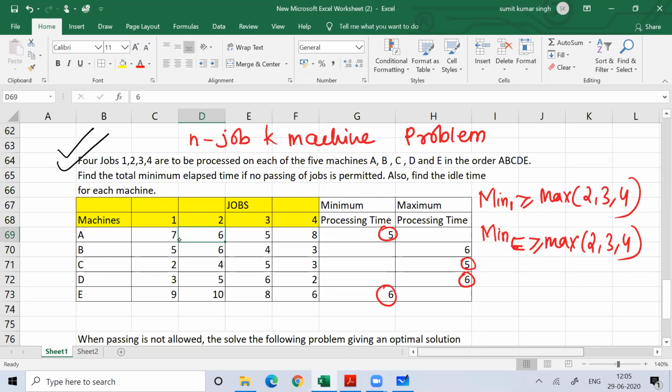So find the minimum processing time of the first machine, and compare that with the maximum processing time of the second, third and fourth machine. Similarly, find the minimum processing time of the fifth machine, and we need to show that it is greater than or equal to the maximum processing time of the second, third and fourth machine.